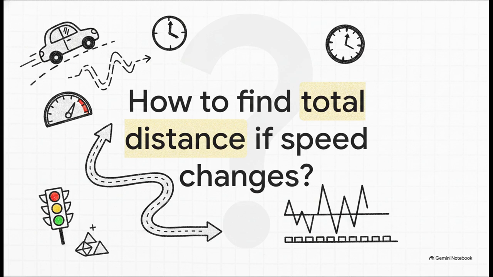You stop at red lights, you speed up to pass a truck, you inevitably crawl through endless rush hour traffic. Your speed is changing every single second. So if your rate of speed is constantly fluctuating like that, how on earth can you find the exact total distance you've traveled? You can't just multiply one speed by one chunk of time anymore. You have a rate that literally never stays the same, yet you still need to measure a solid, undeniable reality. This is the exact problem integration was born to solve.